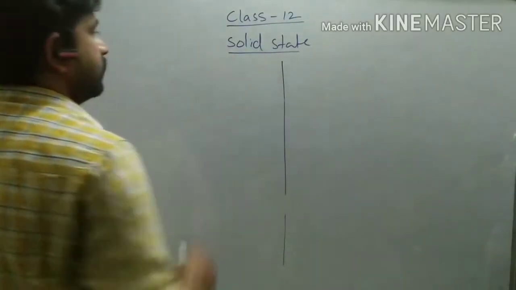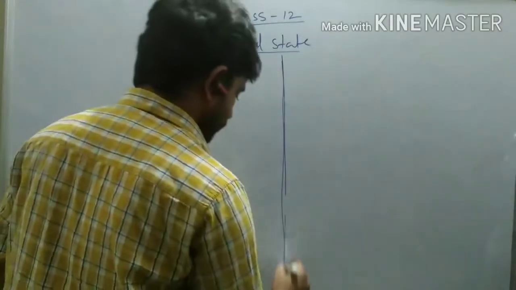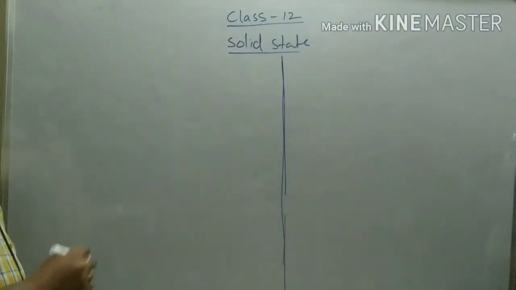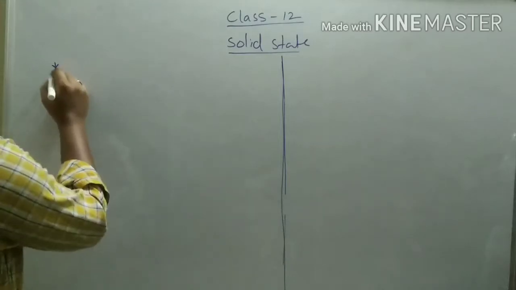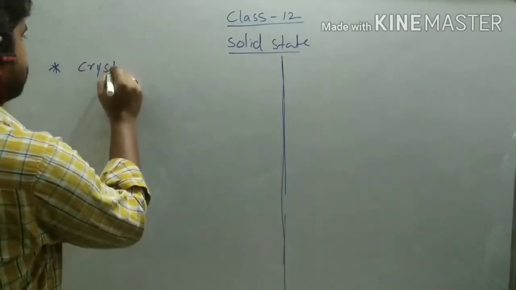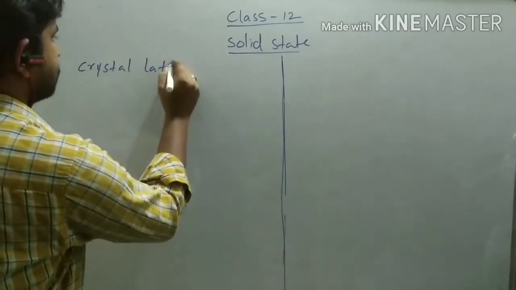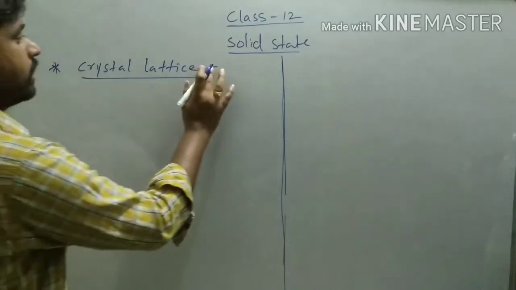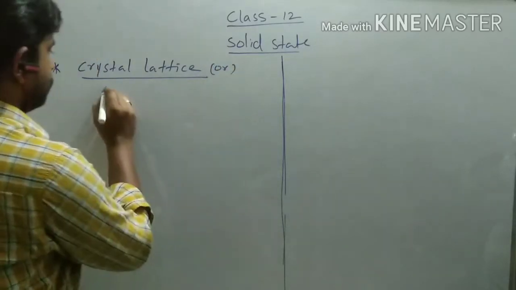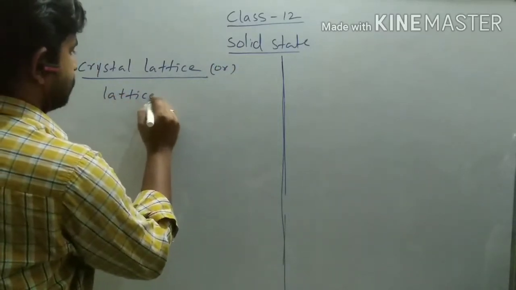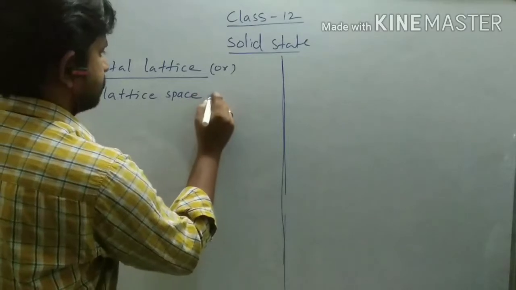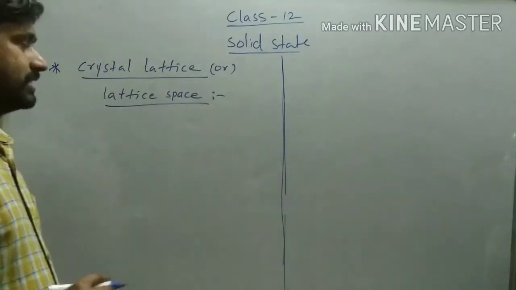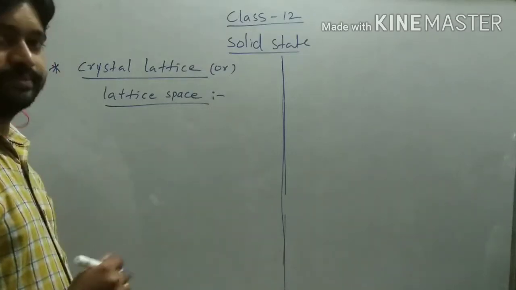Okay. Here we are going to discuss the solid state class 12 chapter. In this chapter, first we are going to discuss crystal lattice, or you can call it lattice space also. So first, what is crystal lattice or lattice space?